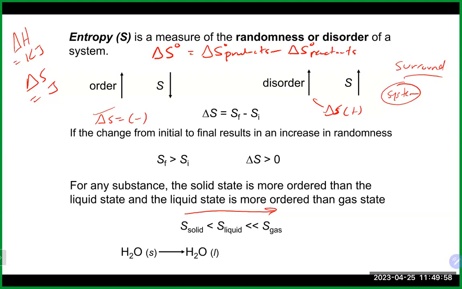So if we had to predict what's happening here as we go from the solid, which is ice, to liquid water, that is increasing the disorder. In liquid, again, things are moving more than they are in the solid state, and we would expect a delta S value to be more on the positive side in this particular case. Any questions on that there?